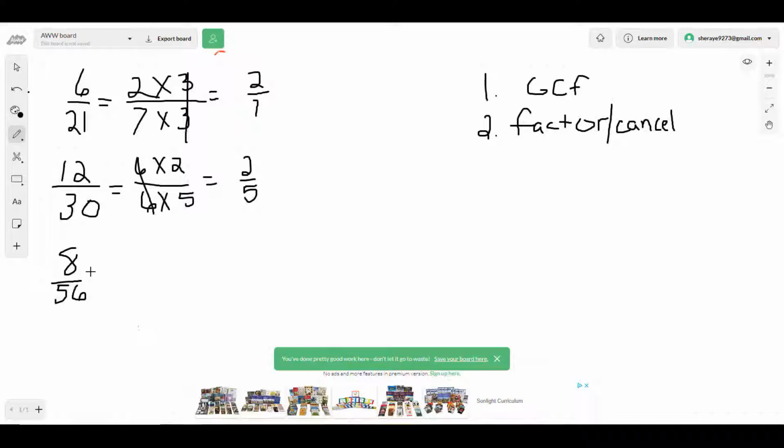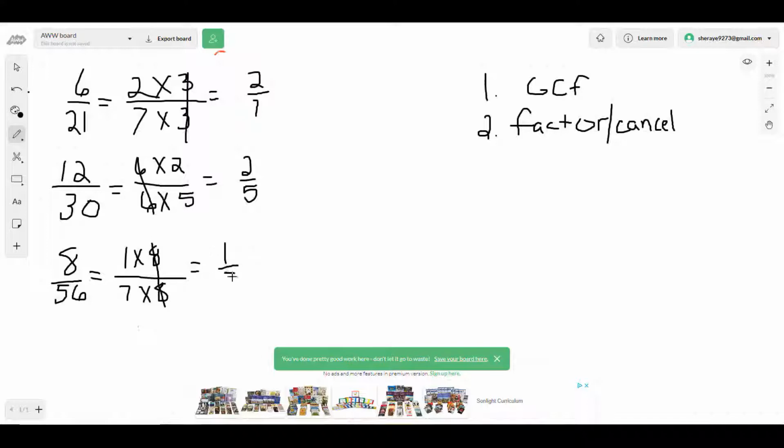Okay. All right. And then this one, this is easy. This would be 1 times 8. And this would be 7 times 8. These cancel. You're left with 1/7.